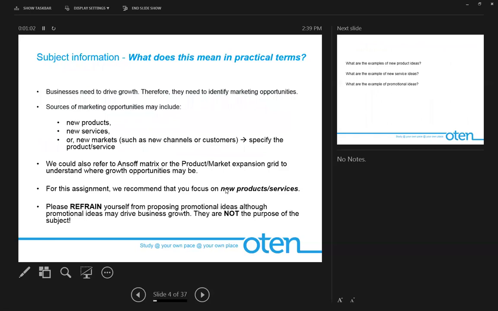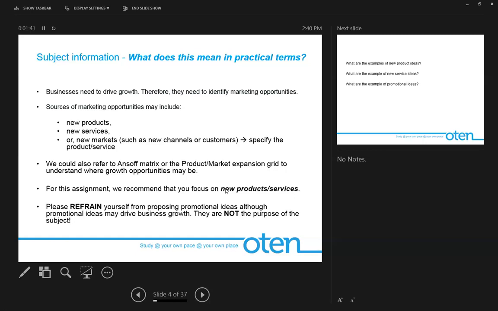All right, let's step back a little bit. Businesses need to drive growth, right? Therefore, they need to identify market opportunities. Now, what are the sources of market opportunities? They may include new products, new services, or new markets, such as new channels or customers. In regards to new markets or new customers, we need to specify the product or service because we need to offer something. Remember what we mean by marketing.